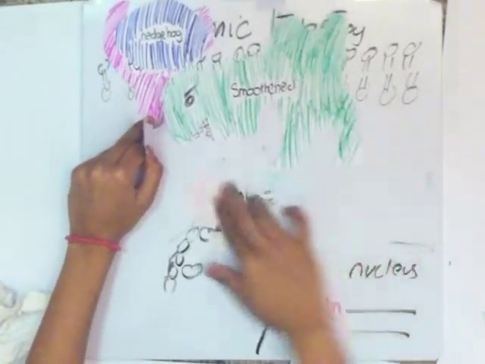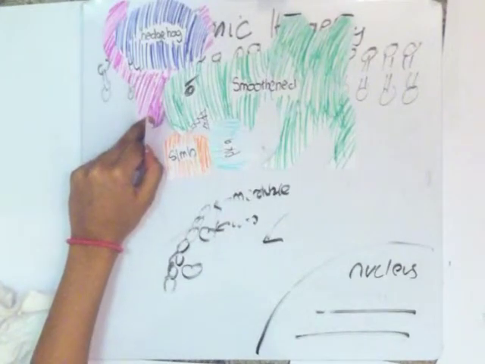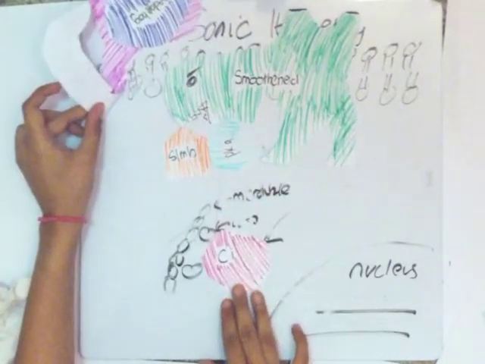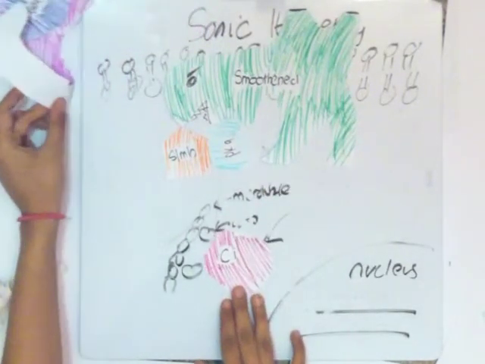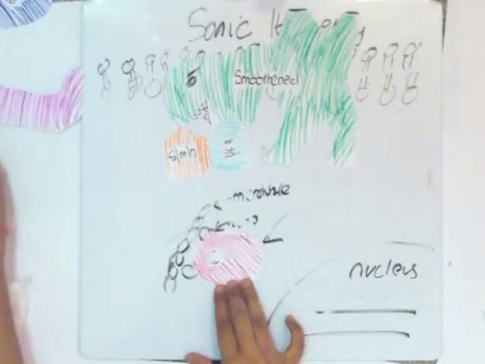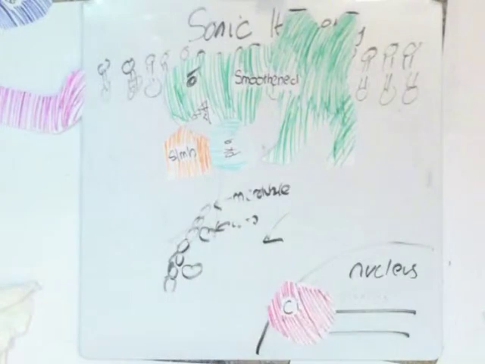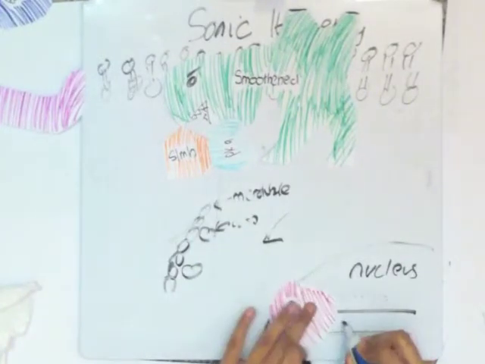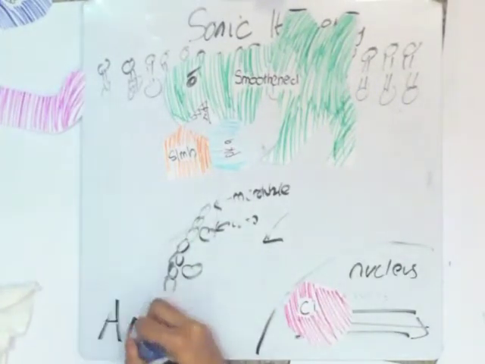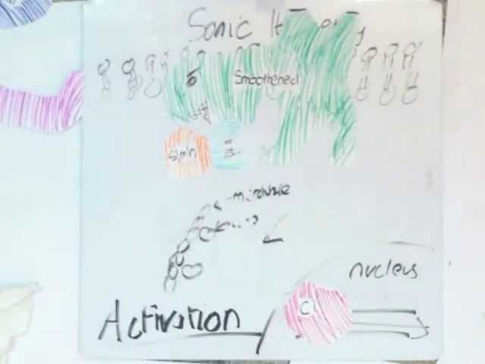Patched can no longer inhibit Smoothened. Smoothened is now free and can bind to PKA and SLIMB, which frees cubitus interruptus. The function of the Ci then changes from a repressor to an activator. The cubitus moves to the nucleus, where it binds to another molecule called CBP, and it activates transcription.